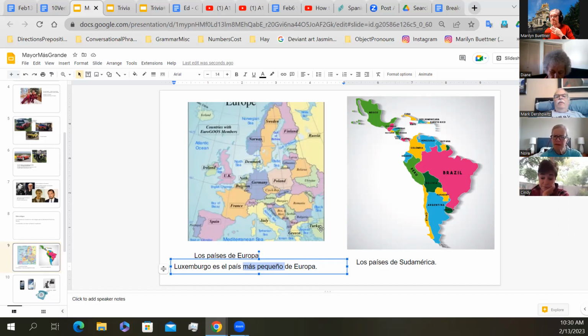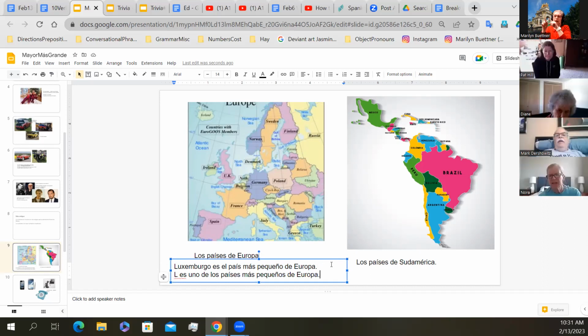In that example, could you say Luxemburgo es uno de los más pequeños países de Europa? That's what I was trying to say. Sí. One of the smallest. Luxemburgo es uno de los países más pequeños de Europa. ¿Sí? Luxemburgo y Mónaco son los países más pequeños de Europa, por ejemplo. Y la Ciudad Vaticana.